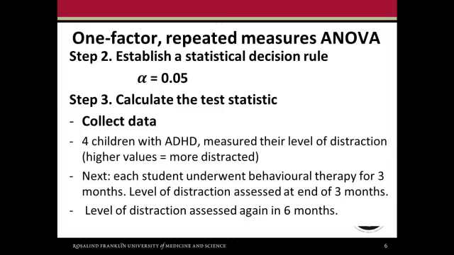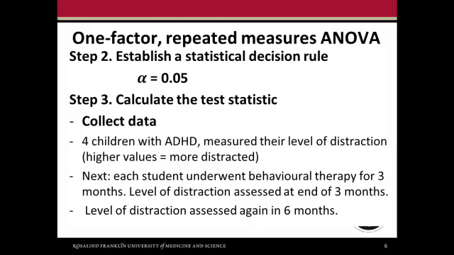And then each student underwent behavioral therapy for 3 months. And then the level of distraction was assessed at the end of those 3 months, and then again after 6 months, that level of distraction was assessed once again. So in this case, we have data on the same child for each time period. So the initial, at the end of the treatment, and then 6 months later. So this is a longitudinal study. And because we're following the same individual over time, we don't have a number of different independent samples here.